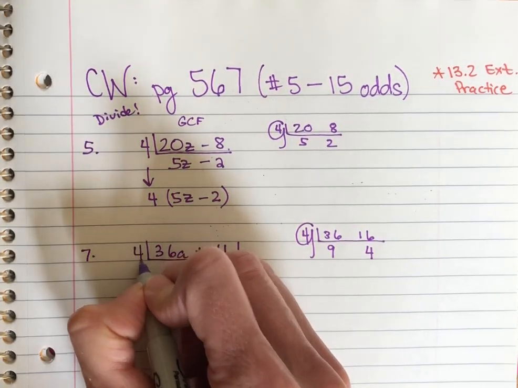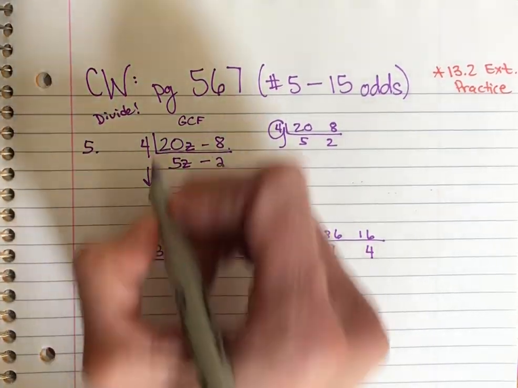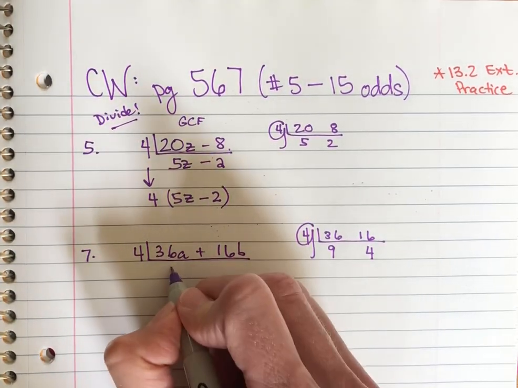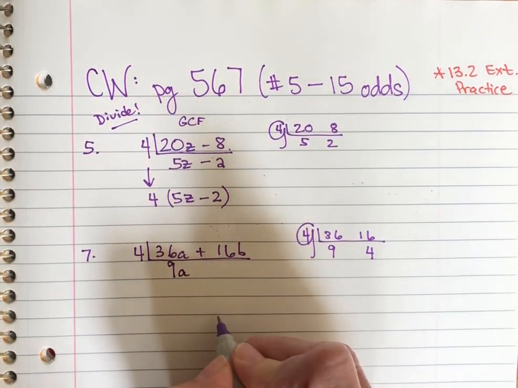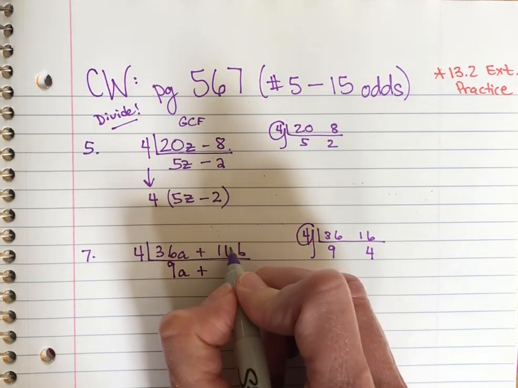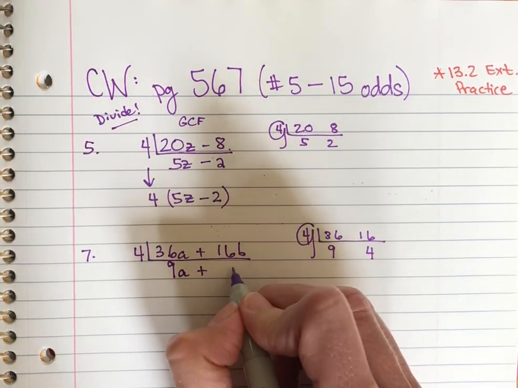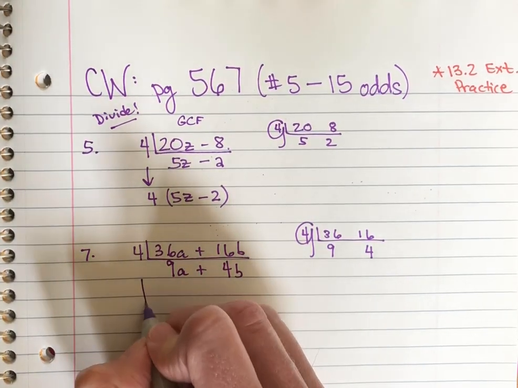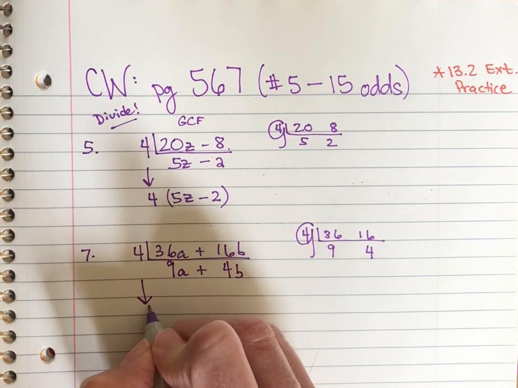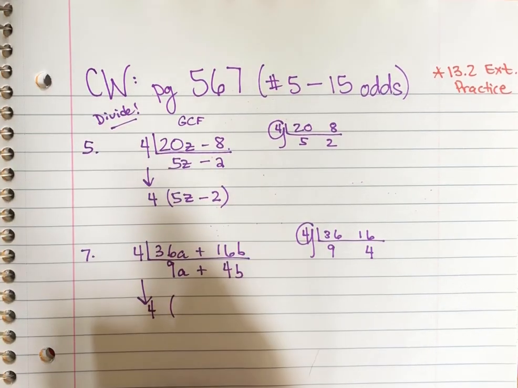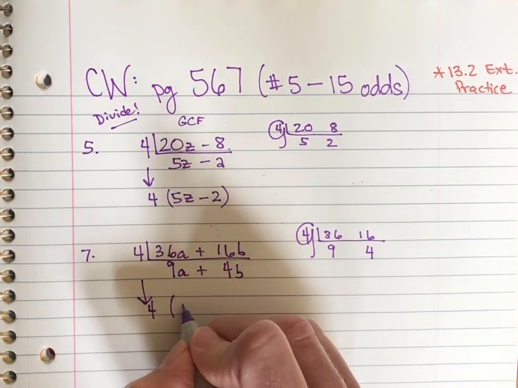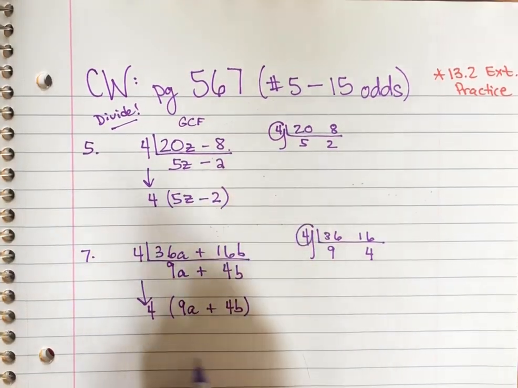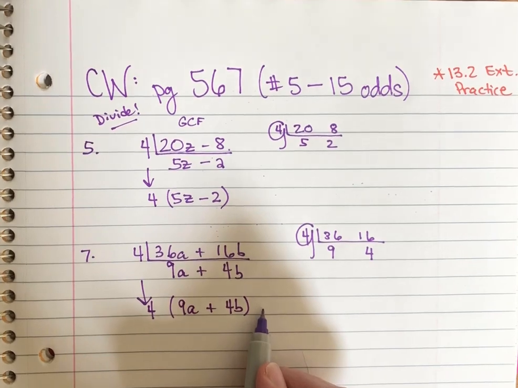So we're going to factor out a 4, and then we're going to divide. That's what factoring means. 36 divided by 4 is 9. Drop in the A, drop in the addition. 16 divided by 4 is 4. Drop down the B. When we factor, we show an expression as a product of its factors. So we're going to smash the 4 against the 9A plus 4B. And we have our answer.